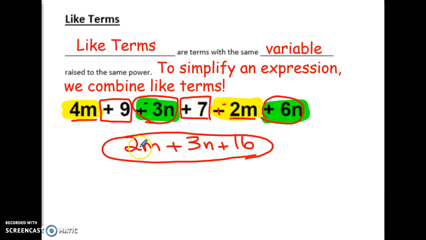You're never going to want to add your m's to your n's or your constant terms to your variables. They want to stay separate because remember they mean different things. So in an algebraic expression we need to leave them separate. So we get 3 terms from this example.